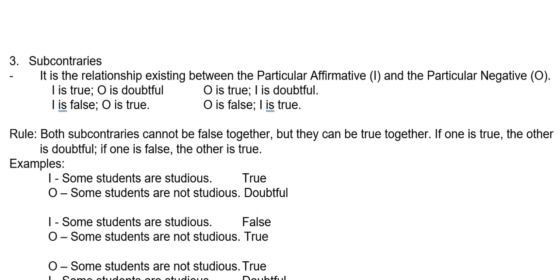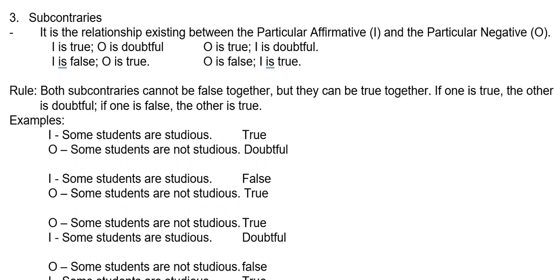Number 3, subcontraries. This relationship exists between I and O propositions. If I is true, O is doubtful. If I is false, O is true. If O is true, I is doubtful. But if O is false, I is true. What is the rule? The rule is both subcontraries cannot be false together, but they can be true together. Hence, if one is true, the other is doubtful. But if one is false, the other is necessarily true.